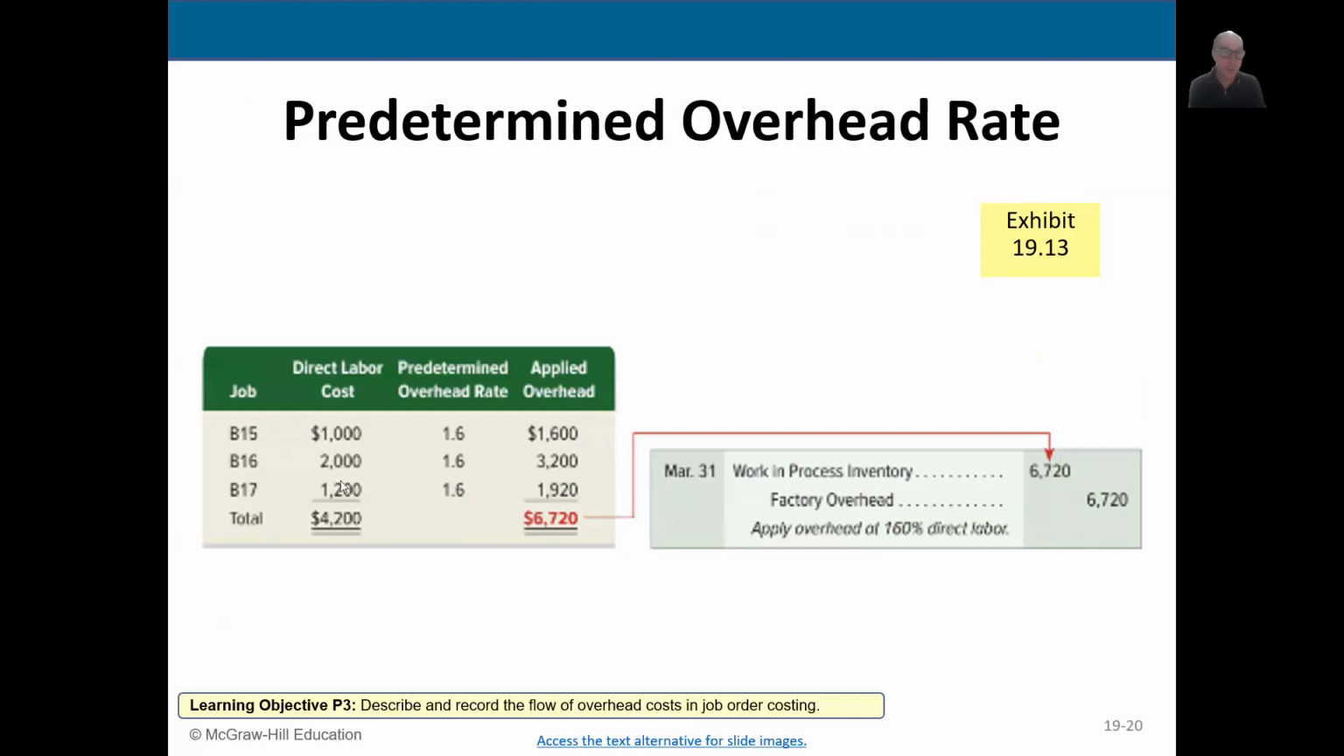I take the actual amount of time, or actual direct labor cost, times the predetermined overhead rate to find the applied overhead. I debit work in process inventory to increase work in process by the overhead amount, and I credit factory overhead.